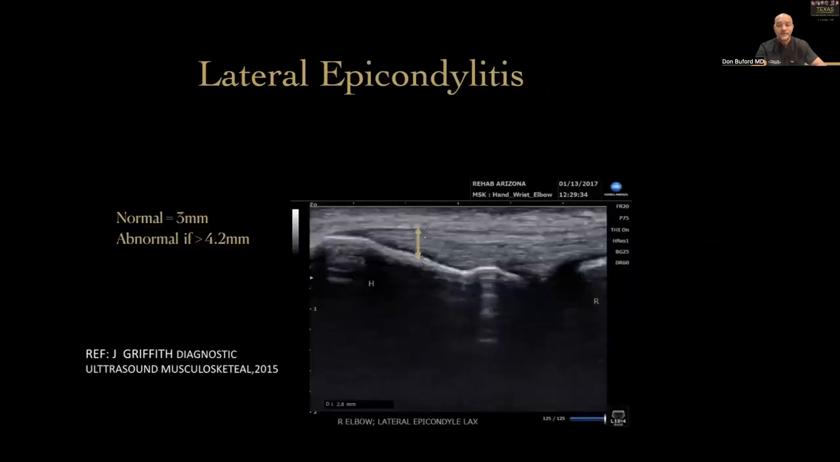Let me go back here. So here you can see an example. The double-headed yellow arrow is right at the midpoint of the extensor origin. And if this measure is more than about 4 millimeters, according to some authors, that's a sign of pathology. So that's one objective way to measure and to make a diagnosis of lateral elbow tendinopathy.